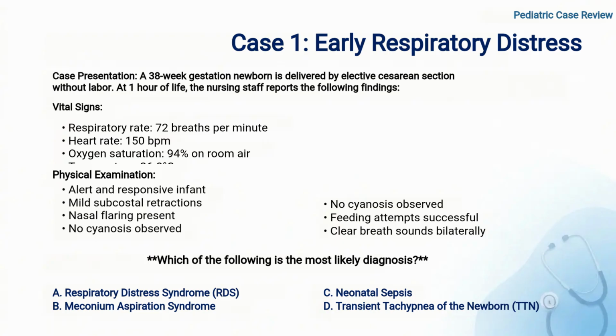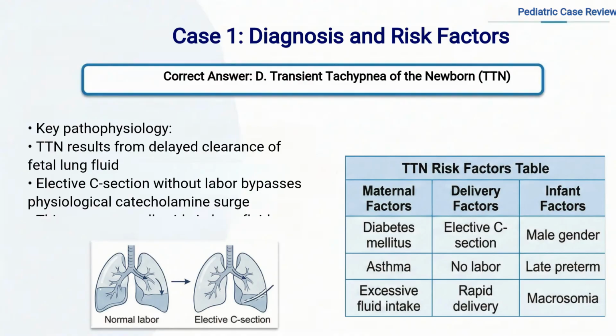Which of the following is the most likely diagnosis? Option A, respiratory distress syndrome. Option B, meconium aspiration syndrome. Option C, neonatal sepsis. Option D, transient tachypnea of a newborn. The correct answer is option D, transient tachypnea of the newborn.